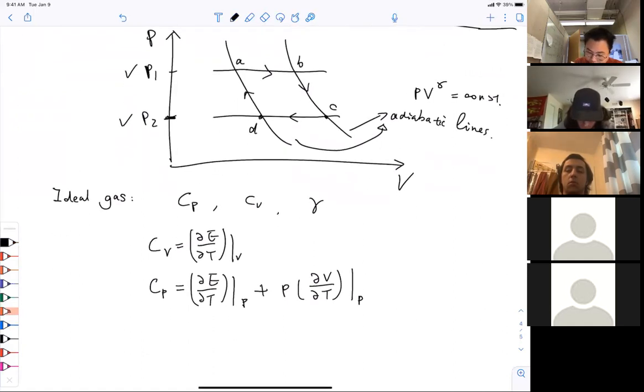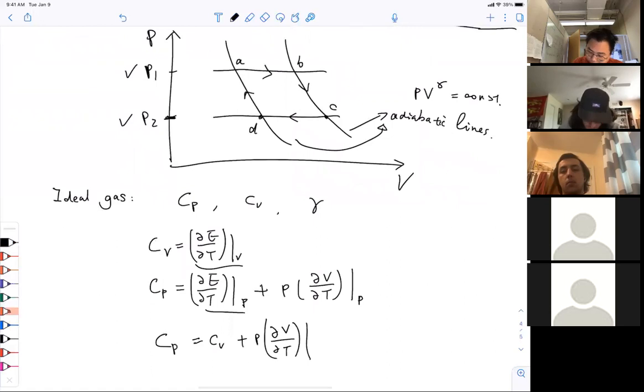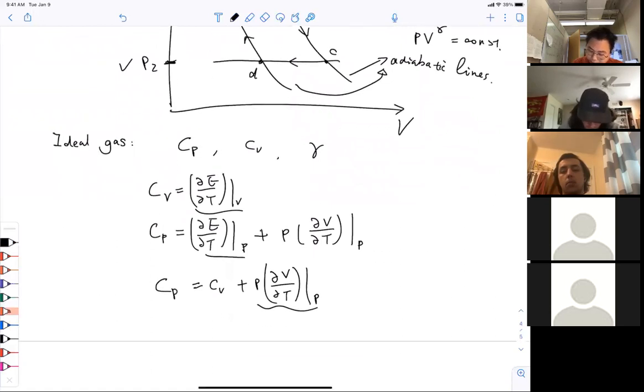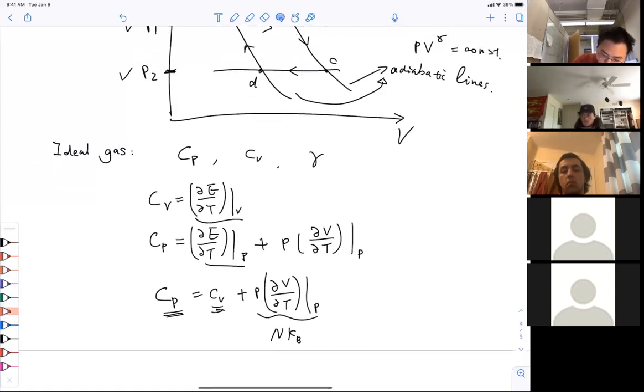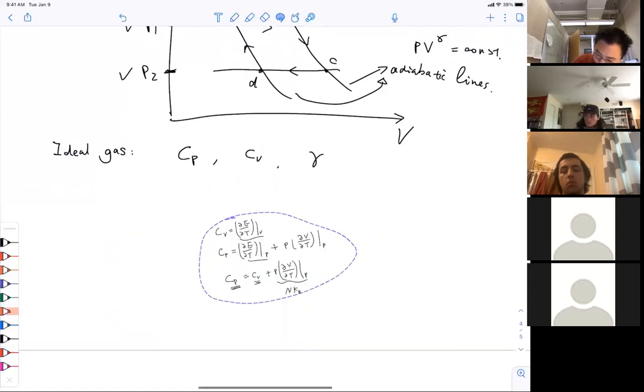And for the ideal gas, the difference between them is some constant, N kB. So if you know CV, you know CP. If you know CP, you know CV. Okay, it's just some side remark.